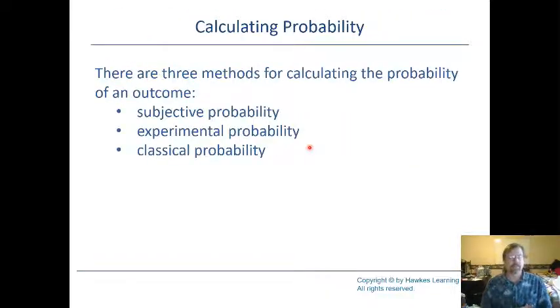Okay, so usefulness here, we need to figure out how to figure out what the probability of something is. How do they come up with the odds for the lottery? How does C-3PO calculate the odds that Han Solo will tell him not to tell him? You know, etc. So we've got three broad categories of calculating probability. We can do subjective probability, experimental probability, or classical probability.